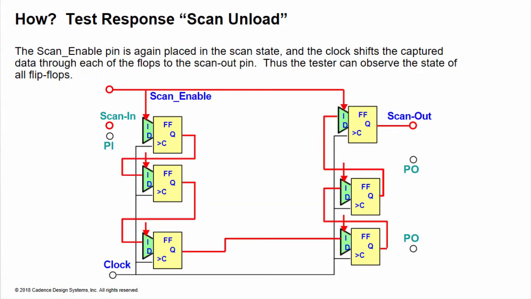To unload the captured responses, the scan-enabled pin is again set to the scan state. The clock is pulsed the same number of times as the longest scan chain, and the results are captured into the flip-flops and are observed at the scan-out pin, 1 value per clock pulse. In reality, the loading of the stimulus for the test can be done at the same time as the unloading of the captured responses of the previous test. This is referred to as overlapped scan and is a normal way of applying and observing scan tests.